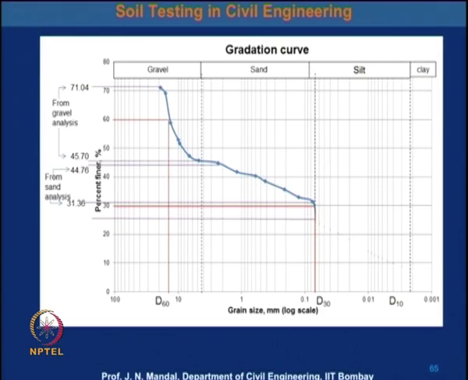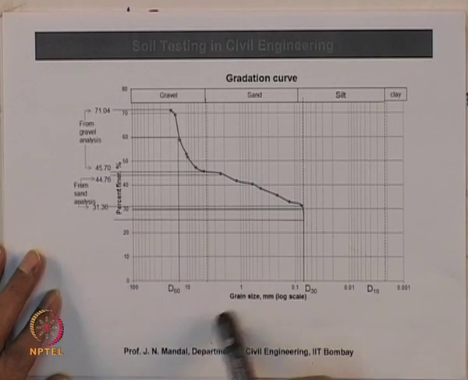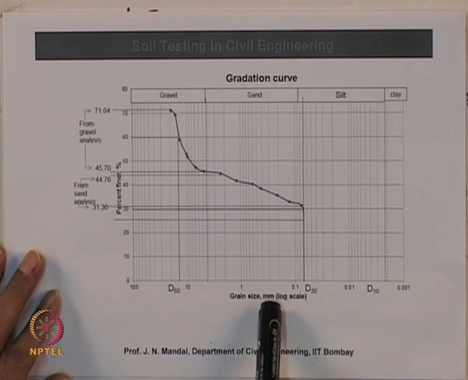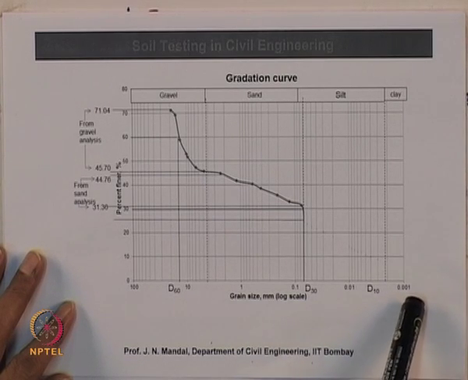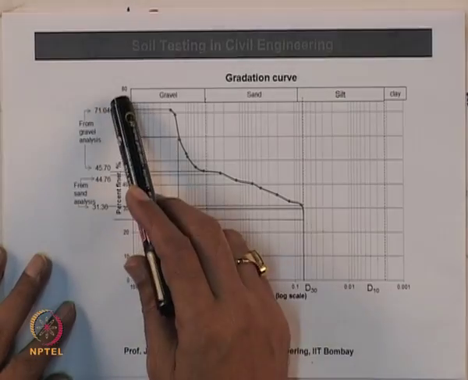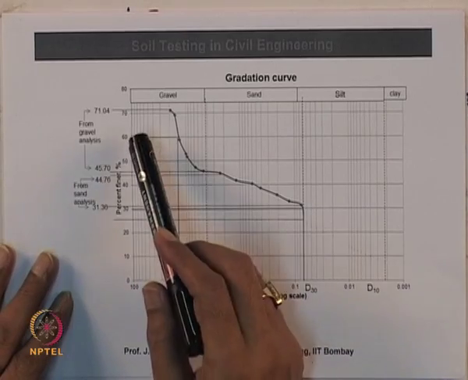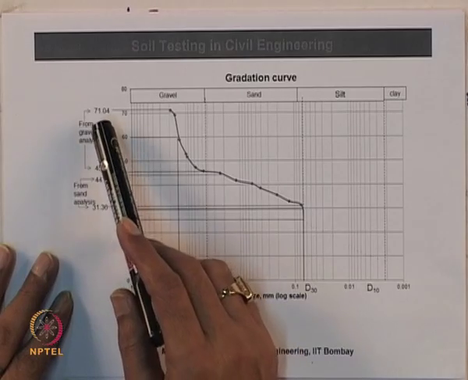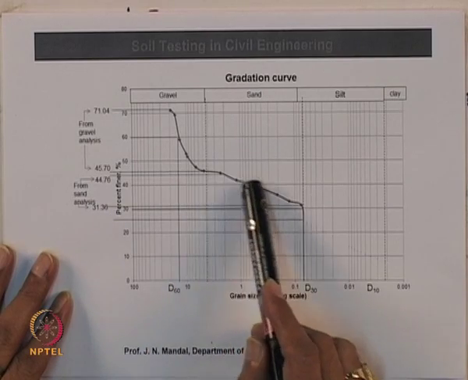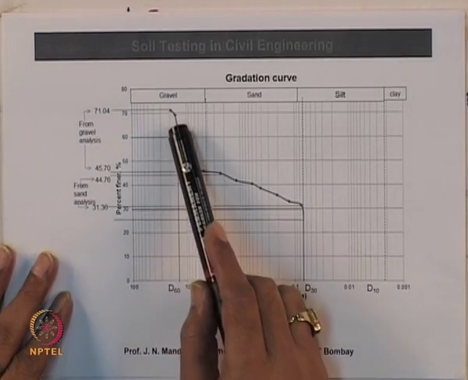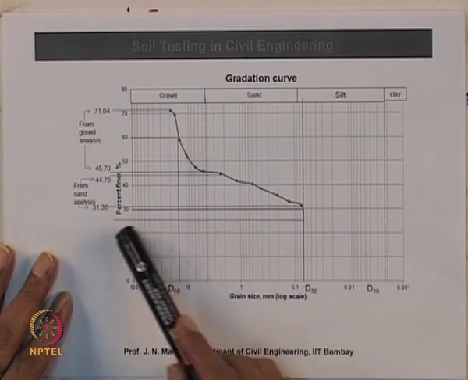Here is the gradation curve. This axis is the grain size in millimeter, in log scale, starting from 0.001 to 100, and the y axis is the percentage finer. This part we have calculated from the gravel analysis, and this part from the sand analysis. This is the curve for the gravel analysis, and this is the curve for the sand analysis.